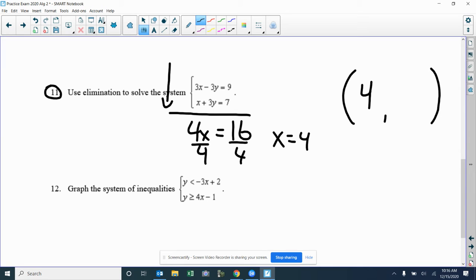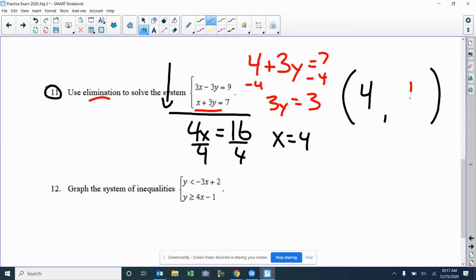So there is part of your solution. Remember, this is a coordinate on the Cartesian coordinate system where these two linears cross, isn't it? It looks like the easiest one to plug in might be this one right here because x is 4. So if I put 4 in for x, plus 3y equals 7, I will minus 4. I'm going to get 3y equals 3, so my y ends up being +1.